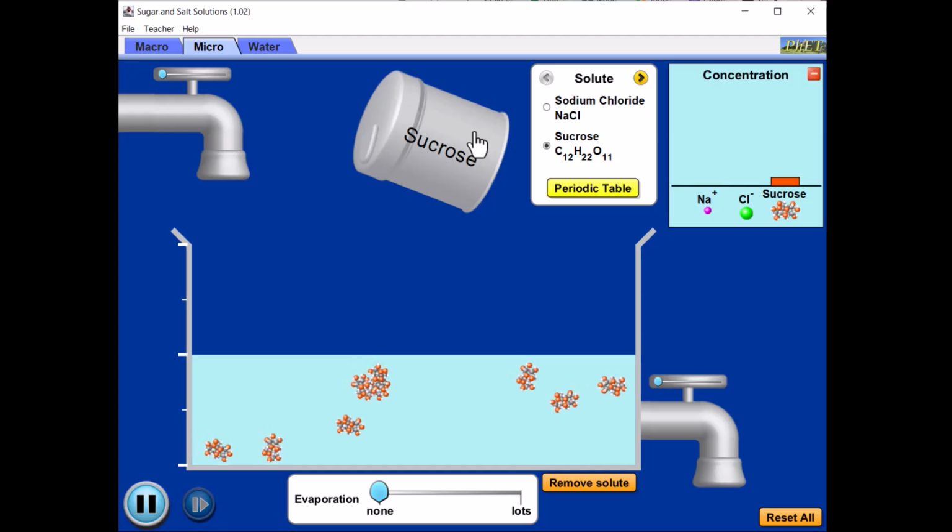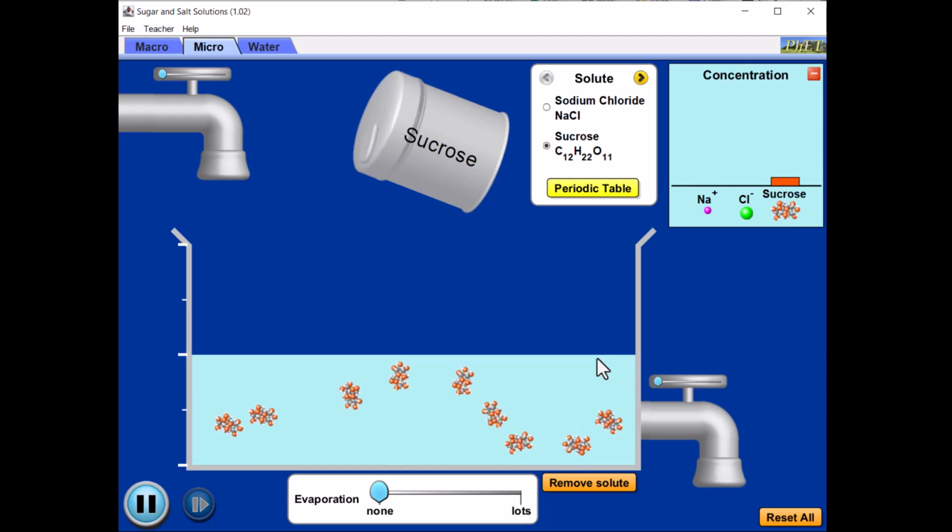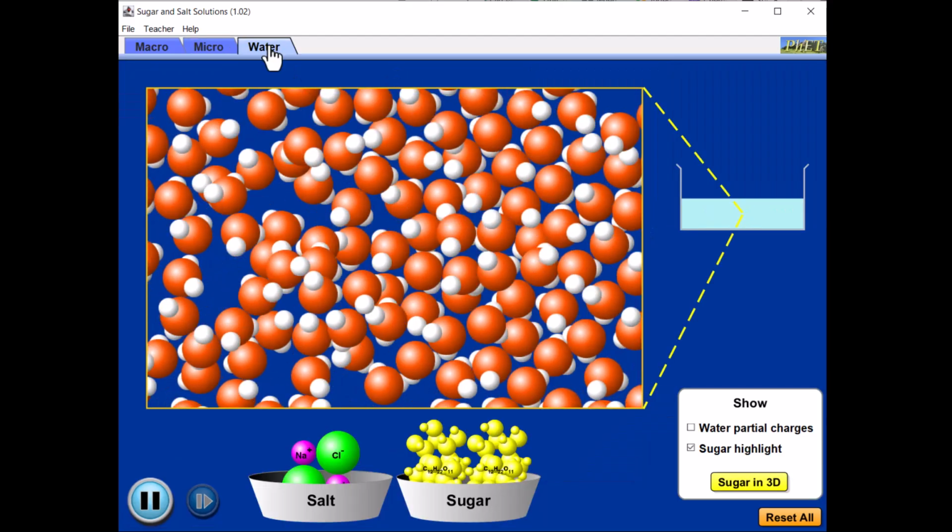Hopefully you're noticing that here we have the individual molecules of the sugar that are still attached together, though those molecules obviously have separated from each other. And so this is something that's different between the dissolution of sodium chloride and the dissolution of sucrose. And again, think back to how that might actually influence which of these two solutions conducts electricity. To understand even further, though, let's click on this water tab.